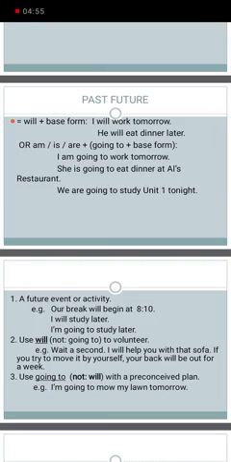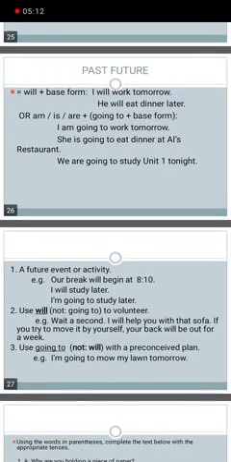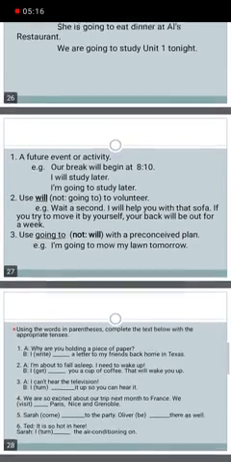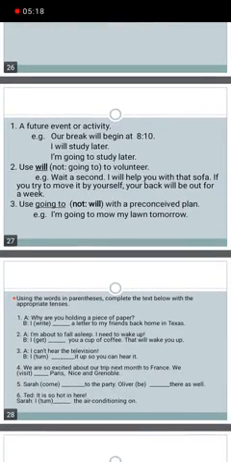Or am, is, are plus going to, and then the base word. For example, I am going to work tomorrow. She is going to eat dinner at Al's restaurant. We are going to study Unit 1 tonight. We have the rules there.